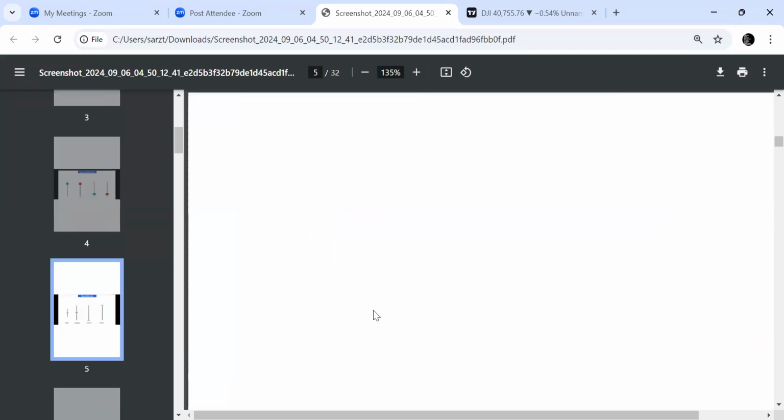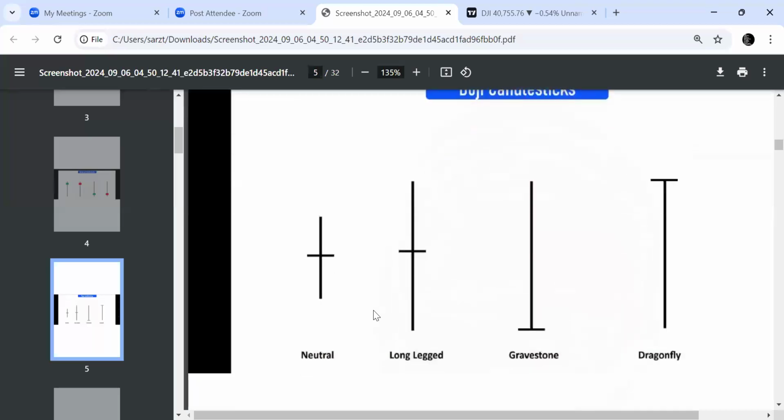And in doji candles, we had discussed the neutral doji candle, long-legged doji candle, gravestone doji candle, and dragonfly doji candle. In essence, these doji candles form when the price is pushed both upward and downward during the trading period, but ultimately closes near its opening price, which indicates that neither buyers nor sellers were able to gain control, leading to a stalemate.